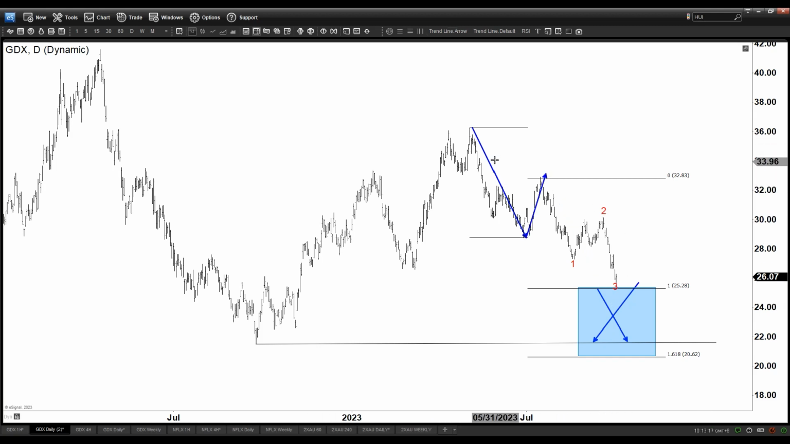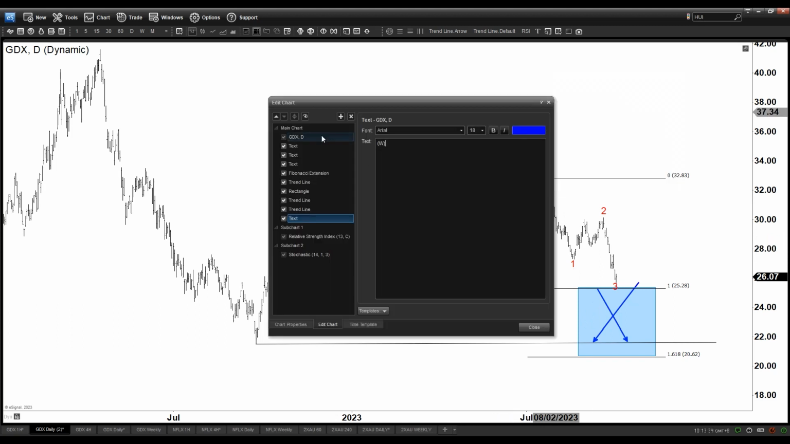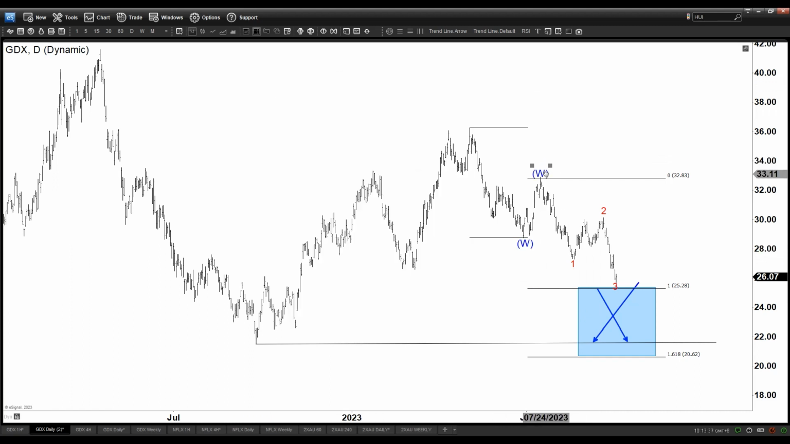Now another possible structure that I can think about is that you can call this an ABC, like a 3-way down. If you call this a 3-way down, then technically this is a W, and this is an X, and then you don't need to have a 5-way down in the Y, so this could be just an ABC, and we'll finish once it hits this area here. In other words, we do need to be careful, because there is indeed a possibility we can start turning higher quite a lot from this area.